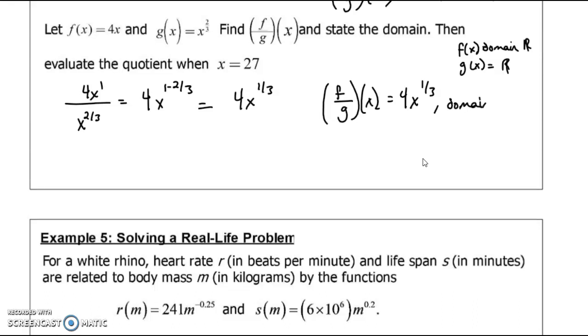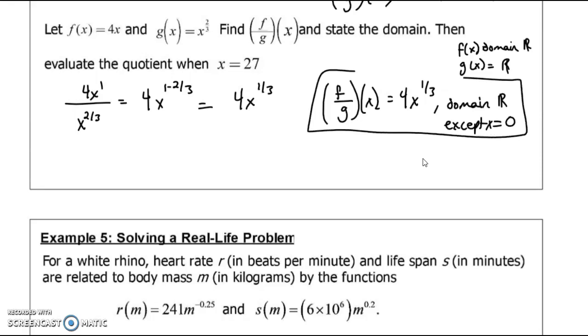So we might just make a note that domain is all real numbers except x equals 0. So basically it can be any number other than 0. All right, and that's that function. And then once again, to evaluate it, we're going to have f over g of 27. So that's the same as 4 times the cube root of 27, which happens to also be 12.